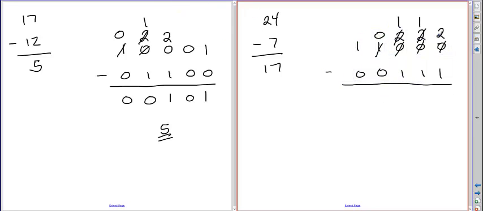Okay. 2 minus 1 is 1. 1 minus 1 is 0. 1 minus 1 is 0. 0 minus 0 is 0. 1 minus 0 is 1. 1, 0, 0, 0, 1. 17. Okay, so you're going to have some homework on that as well.